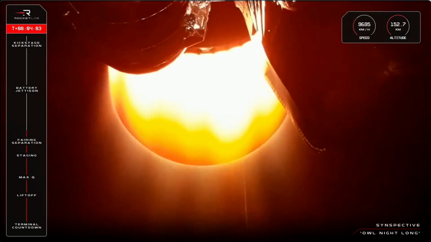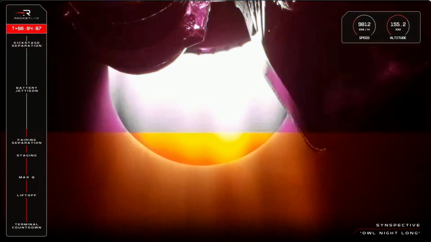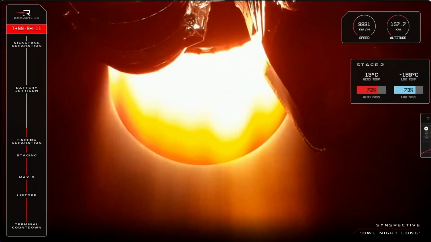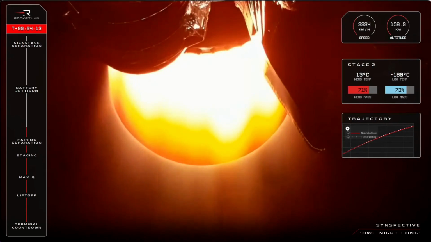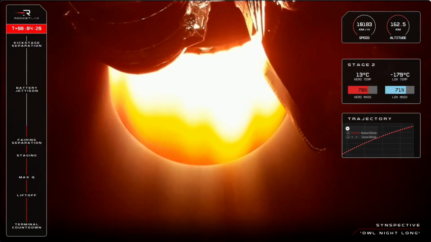Electron's second stage continues onto orbit now at just over 9,700 kilometers an hour and at an altitude of 155 kilometers. The nozzle is glowing bright as we hit T plus 4 and a bit minutes into the flight for the Owl Night Long mission for SAR imaging company Synspective.